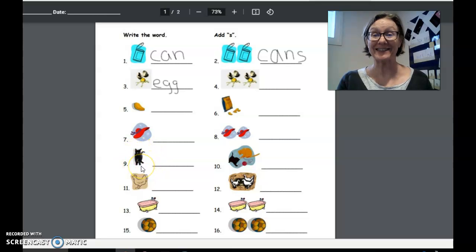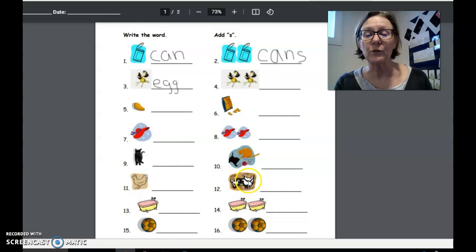This is a cat. One cat. Two cats. Chicken. One chicken. Three chickens.